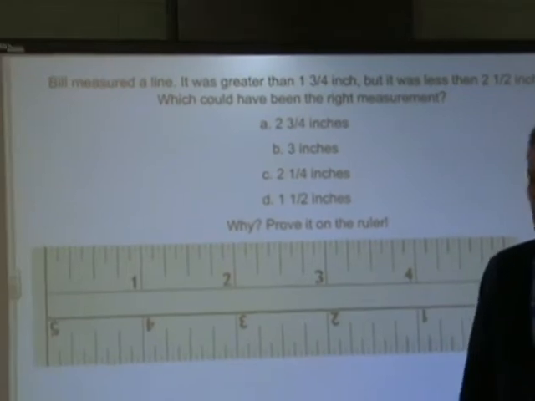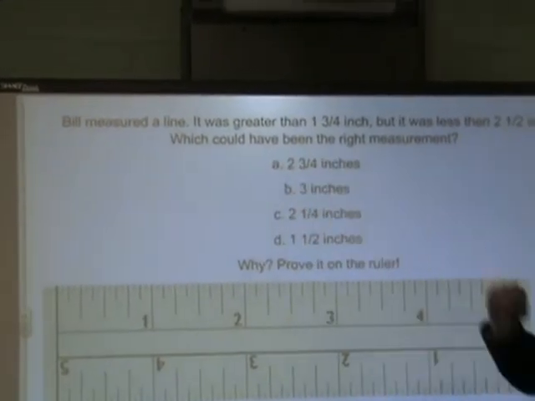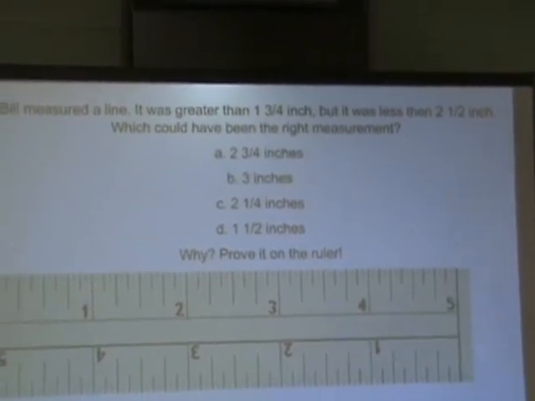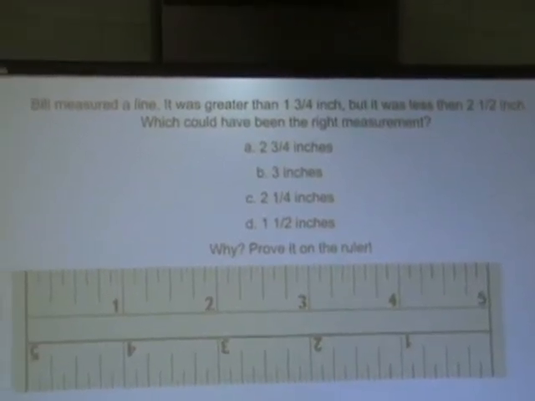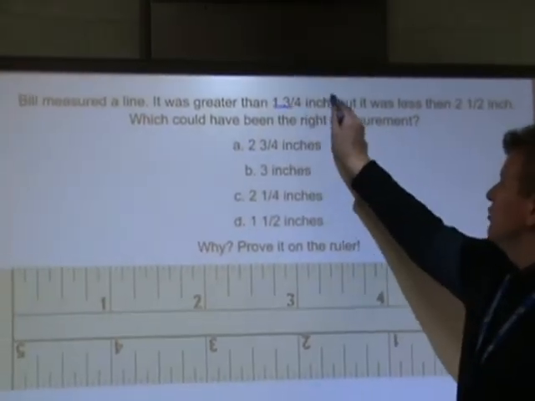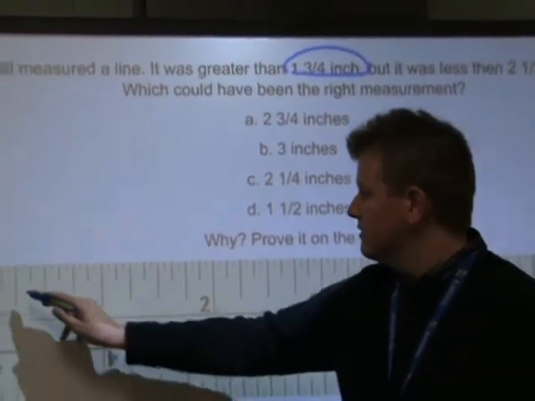Okay, let's do one quick word problem, and then we're gonna get out of here, all right? Bill measured a line. It was greater than 1 3/4 inches, but it was less than 2 1/2 inches, which could have been the right measurement, okay? Well, here's what I'm gonna do. I know it's longer than 1 3/4, so I'm gonna go over 1 3/4, okay?